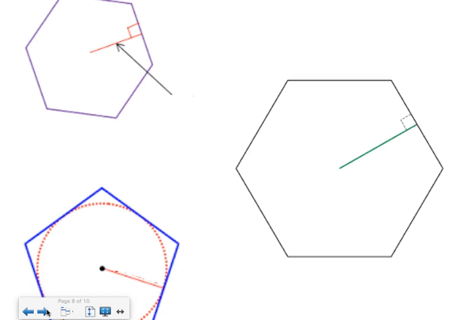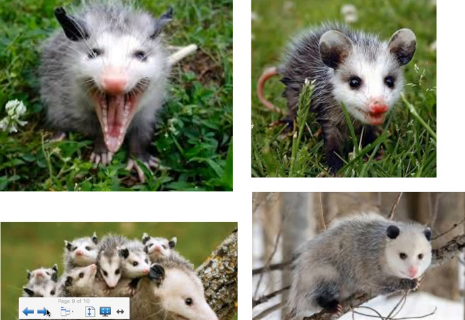The opossum. Okay, ready for the next one? What is this? Opossum. Doesn't it sound like we're saying opossum? That's like all I think about the whole time in this lesson.